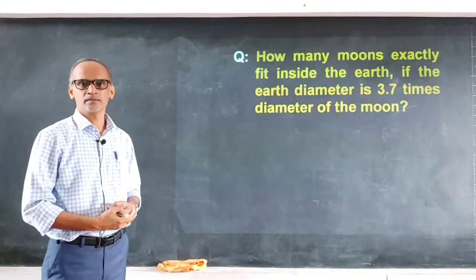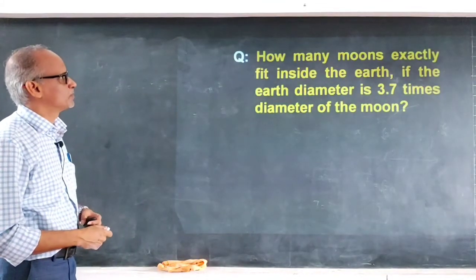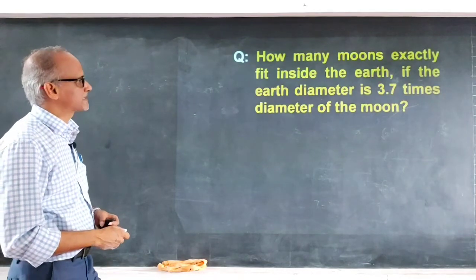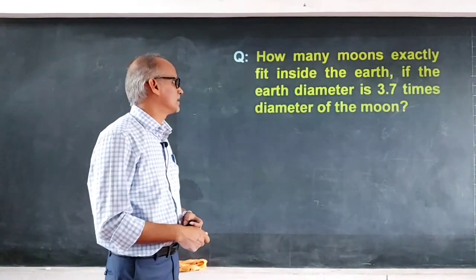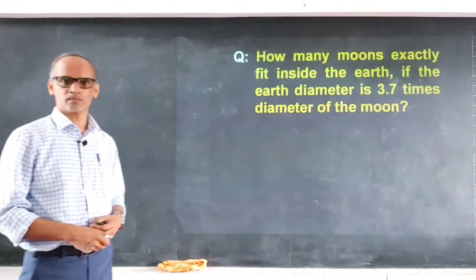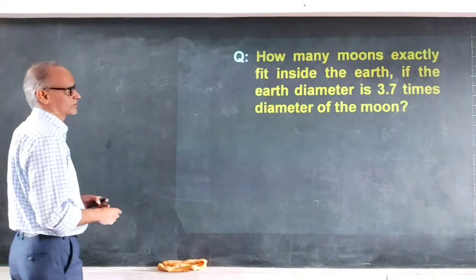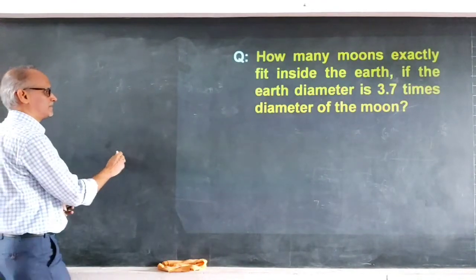So there is a problem. Let's try this numerical. How many moons exactly fit inside the earth if the earth diameter is 3.7 times the diameter of the moon? Okay, let me first tell you what exactly this question is all about. So let me draw that.